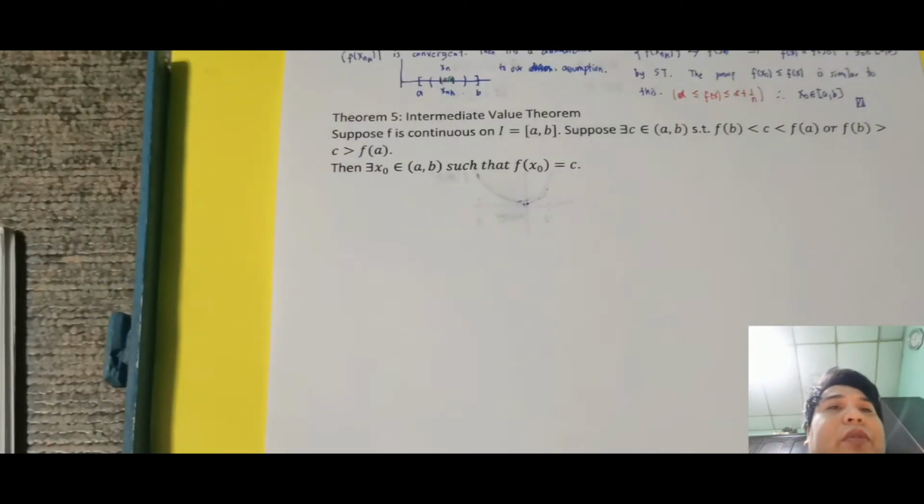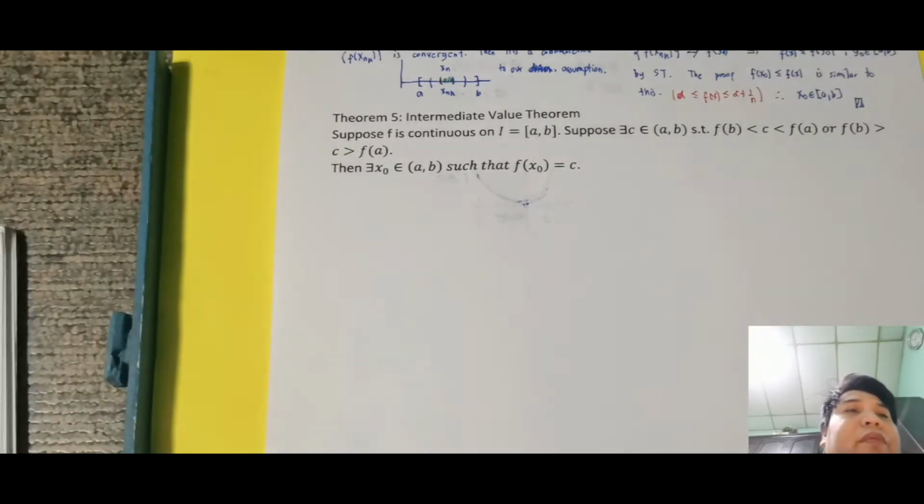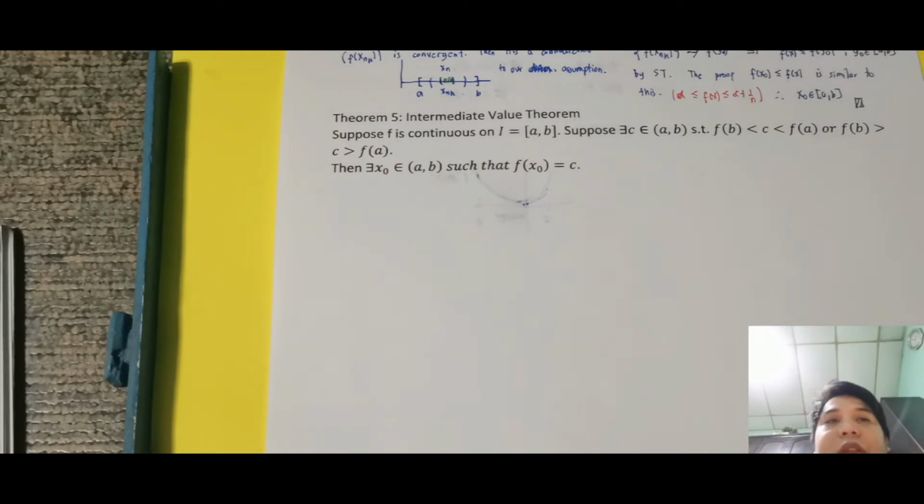Okay, so let's have theorem number 5. So the intermediate value theorem or the IVT. Suppose f is continuous and I is equal to AB or interval AB. Suppose there exists C element ng open interval AB such that f of B is less than or equal to C less than or equal to f of A, or f of B is greater than or equal to C greater than or equal to f of A. Then there exists x naught element of open interval AB such that f of x naught is equal to C.